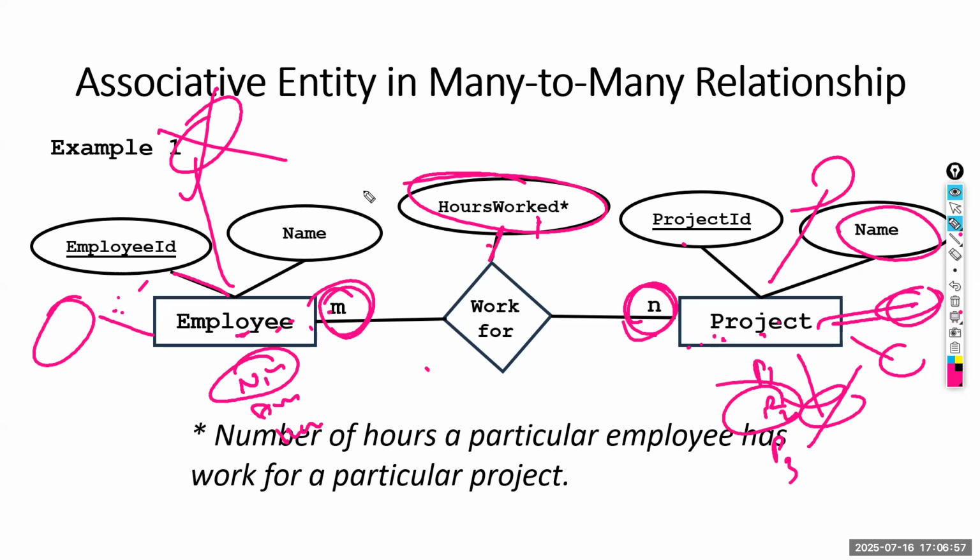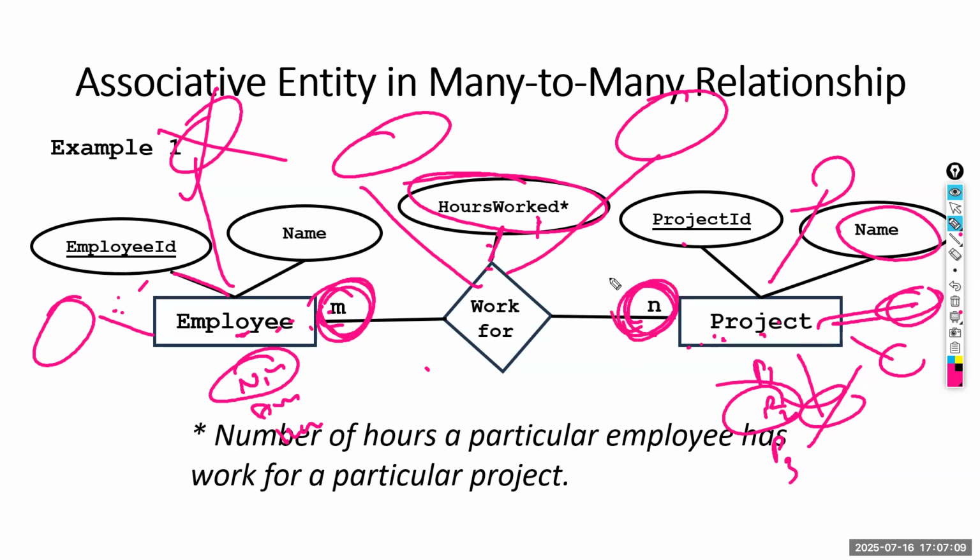So therefore there's a possibility that your relationship ends up with some attributes. But that happens only when your relationship is many to many or it's a ternary relationship. In other cases, you don't get that kind of possibility. Is it clear?